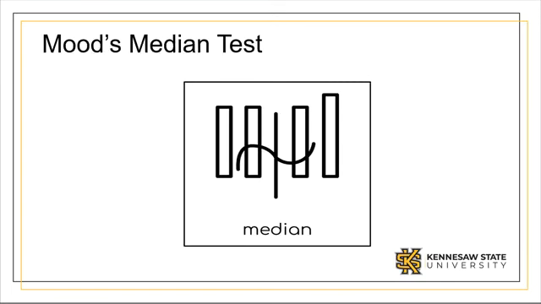Mood's median test is used to compare medians from two or more groups. We seek to determine if they are different. The null statement is that the medians are the same for two or more groups. The alternative statement is that the medians are different for two or more groups.